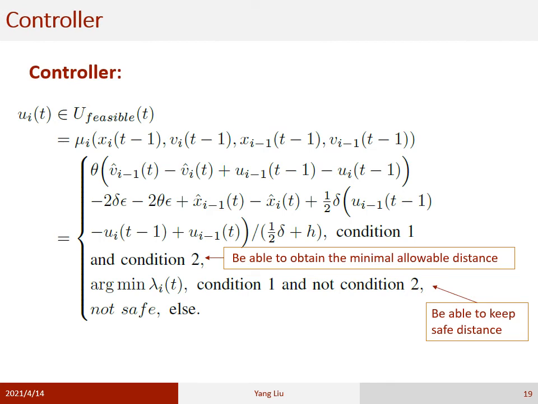Therefore, we can get the form of the controller. When condition 1 and condition 2 hold, which means that vehicle i is able to obtain the minimum allowable distance from vehicle i-1, lambda is able to equal 0. Then we can get the formula of the control input. When only condition 1 holds, the vehicles are only able to keep the safe distance. In this case, lambda_i is always positive. Then we can solve for u_t such that lambda is minimal. When neither condition 1 nor condition 2 holds, it is unsafe.